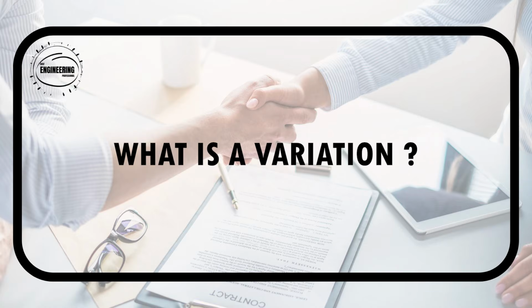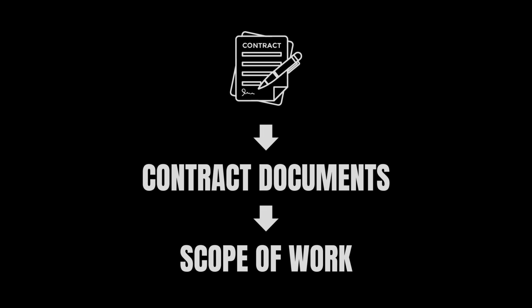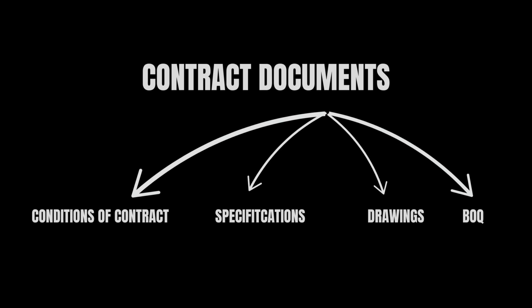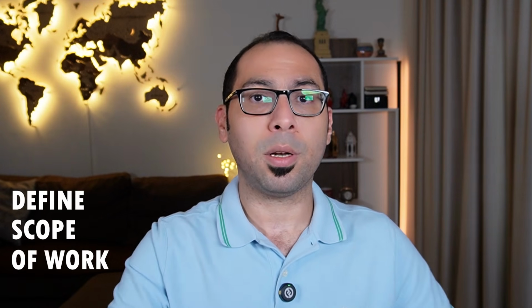Okay, so point number 1, what is a variation? Well, a variation is a change or an alteration in the project. Usually when you have a contract, your scope of work will be defined by a set of documents. So you will have the conditions of contract, and you will have, for example, specifications, drawings, and BOQ. These documents are called the contract documents. Together, they define your scope of work, so as per these documents, you will be executing the work.